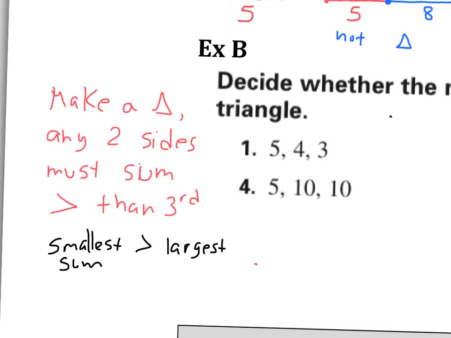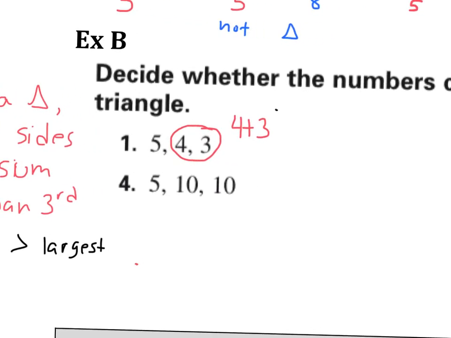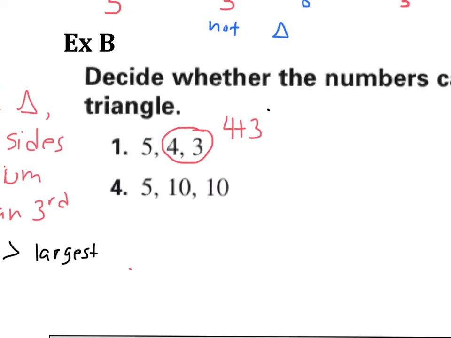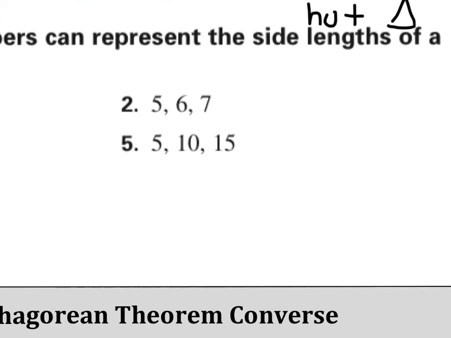So let's take a gander here. I know it sounds a little bit confusing, but here are my smaller two sides. 4 plus 3. When you add those together, you get 7. How does that compare to 5? Clearly we see that we have a greater situation. So since the two smaller sides add up to be greater than 5, this does make a triangle.